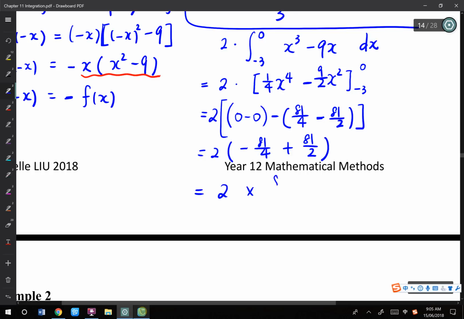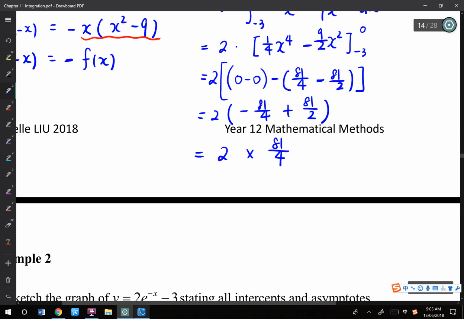So inside is 81 over 4. If you calculate 81 over 2 minus 81 over 4, that's 81 over 4. So a half of 81 minus a quarter of 81, you're left with a quarter of 81. And then times by 2 is 81 over 2.